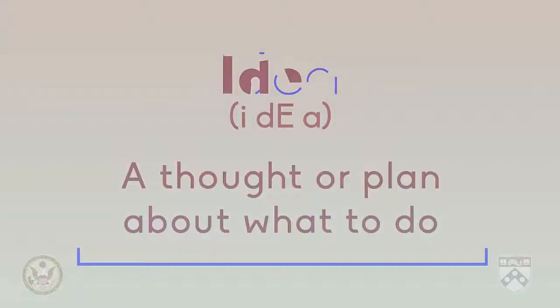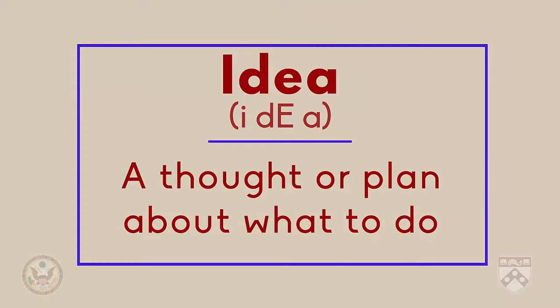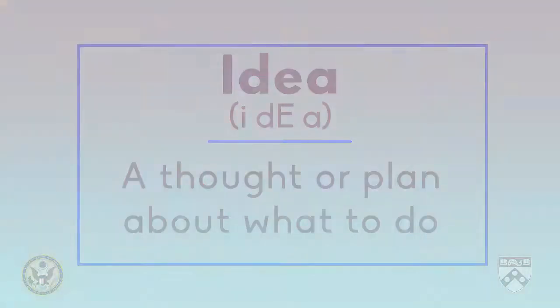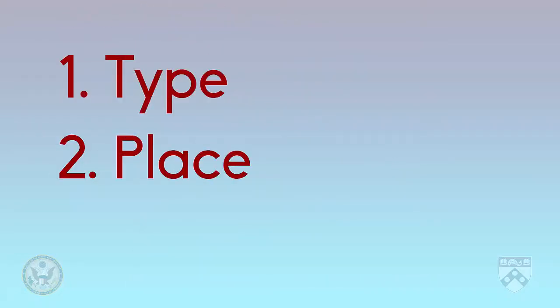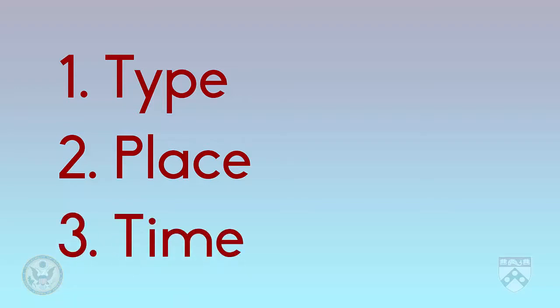So, after you decide on a topic that both interests you and interests other people, you have to narrow it down to an idea. To narrow down means to make something smaller by limiting it in different ways. So an idea is a smaller part of a topic. There are many ways that you can narrow down a topic into an idea. Here are three of the most common. The first is type, the second is place, and the third is time.